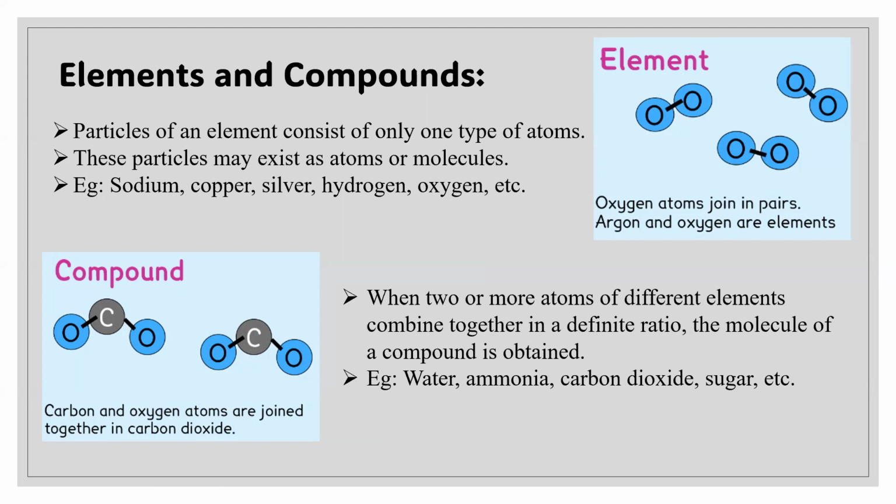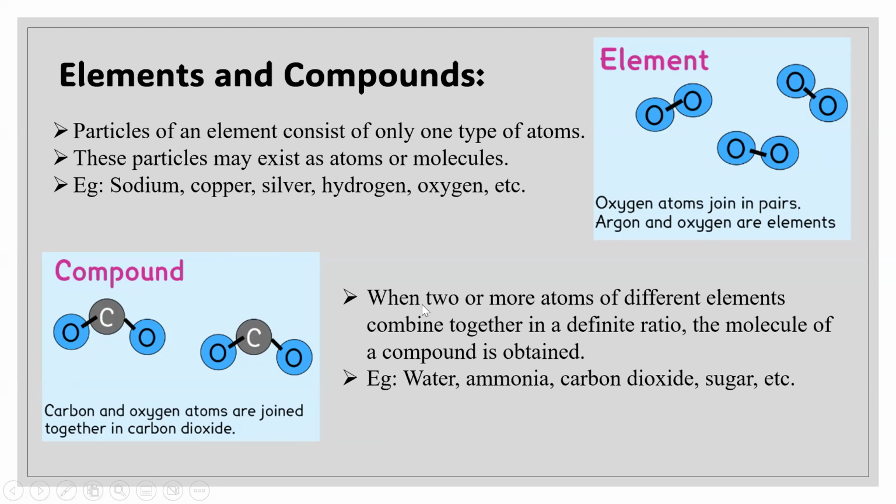See, an element contains only one type of atom, and these particles exist as atoms or even molecules. Examples are sodium, copper, silver, hydrogen, oxygen, etc. Look at this image. Two carbon atoms combine together and form a molecule. We call it an element because only one category of atom is there. In this molecule, only oxygen is present, so we call it an element.